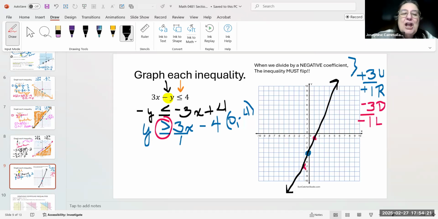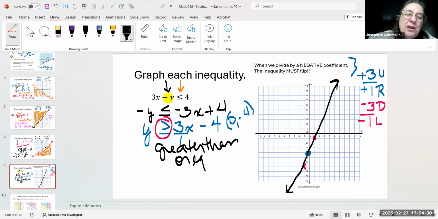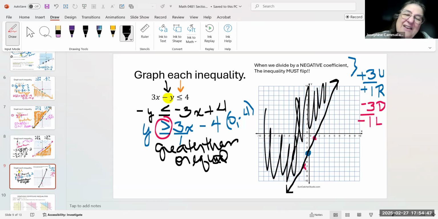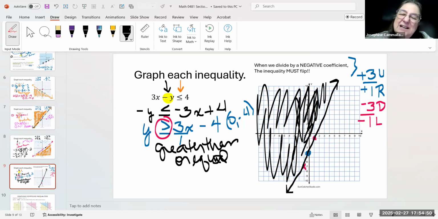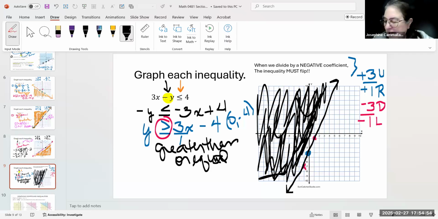Now, I want the y values greater than or equal to the line. Well, my blue dot has a negative 4 y value. Well, what's greater than negative 4? Negative 3 and everything above it, right up through here. That's where I shade.